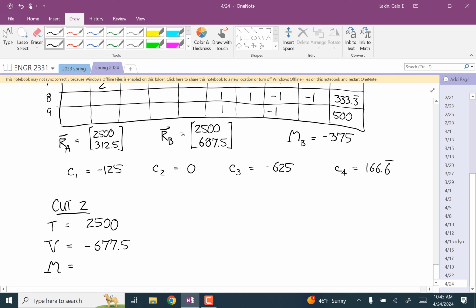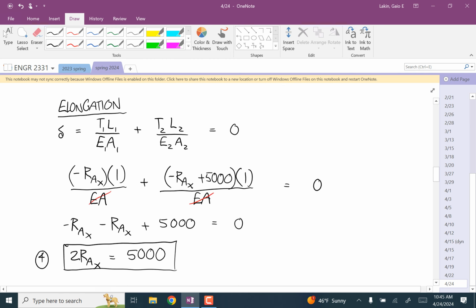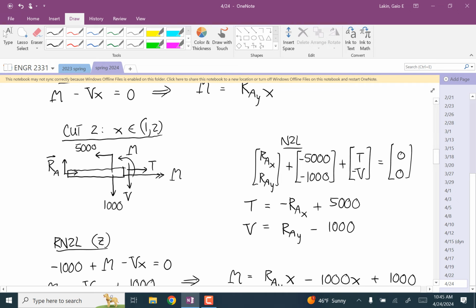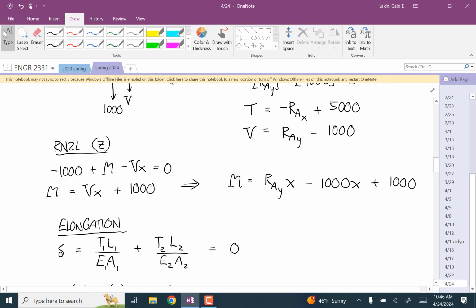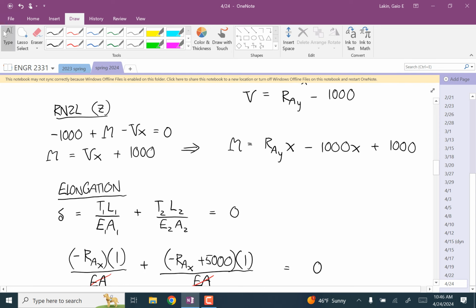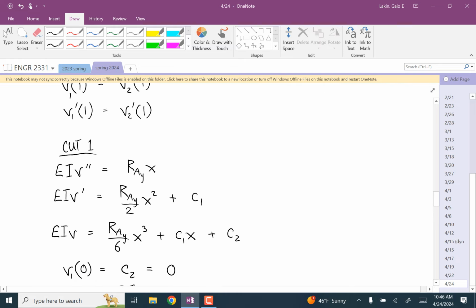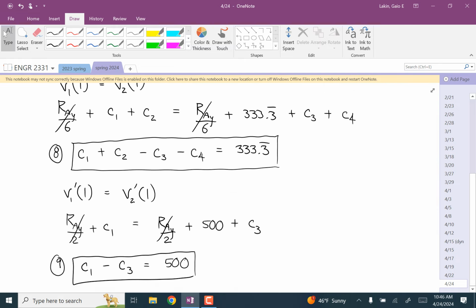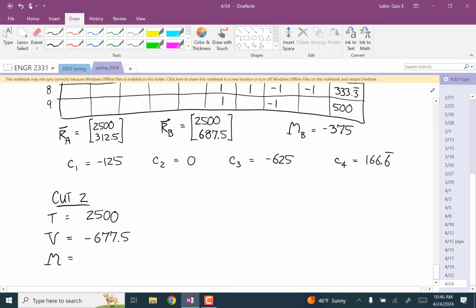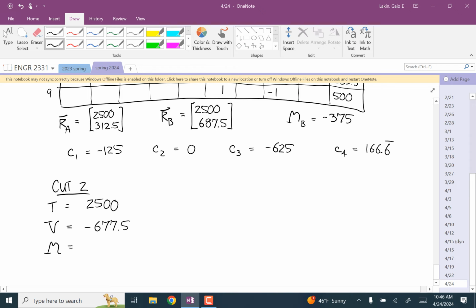And then a bending moment. That is, okay, so RAY times X minus 1,000 times X. So RAY is 312 minus 1,000. So I think this is negative 677.5 times X plus 1,000. Okay.